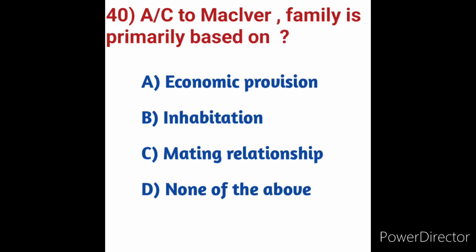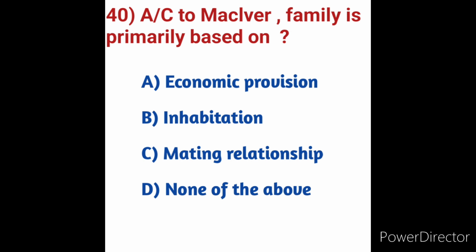According to MacIver, family is primarily based on which of the following? We will see the options here. Option A, economic provision. Option B, inhabitation. Option C, mating relationship. Option D, none of the above. According to MacIver, family is a group defined by sex relationship sufficiently precise and enduring to provide for the procreation and upbringing of children of all human groups.